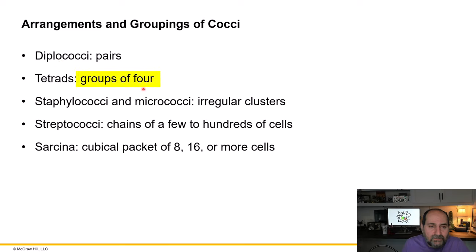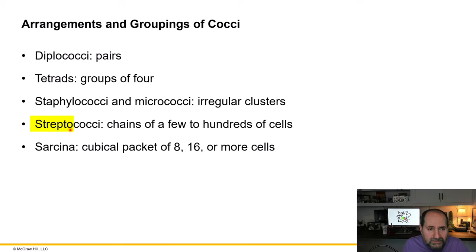Tetrads would be groups of 4. So for example, you could have a tetrad of cocci. Staphylo, when you see this term, you should know that it refers to irregular clusters, grape-like clusters. So if you see the term staphylococci, this means grape-like clusters of spherical cells. The first part of the word, staphylo, refers to the arrangement. The second part of the word, cocci, refers to the shape.